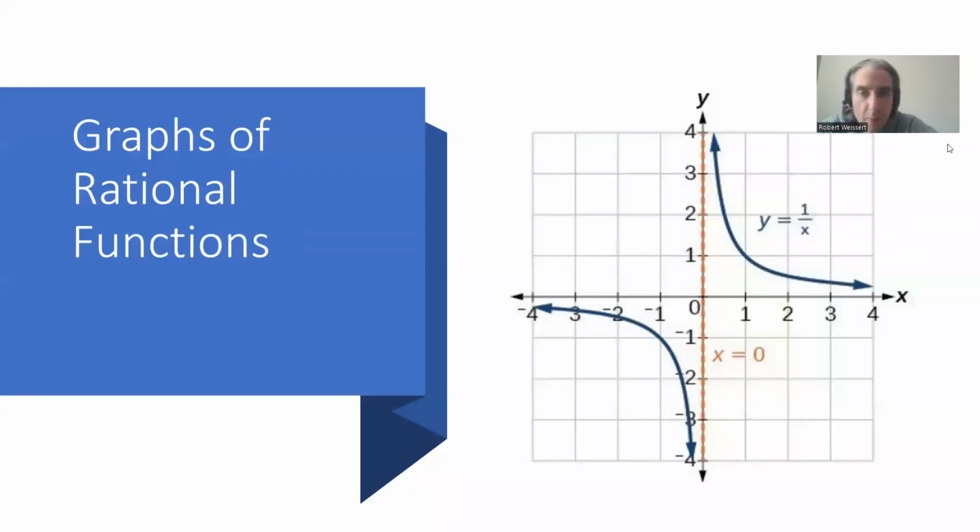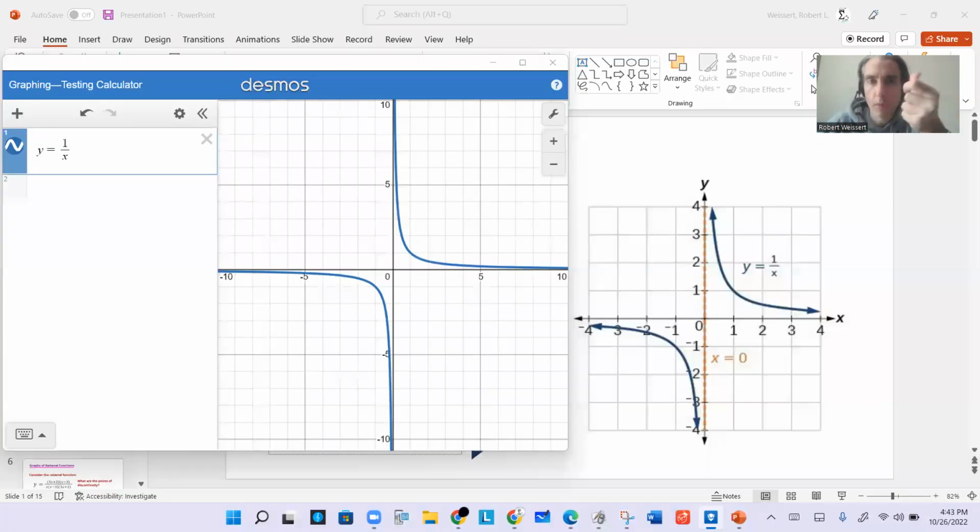Hey guys, we're going to be going over how to analyze graphs of rational functions. I want to take a look at this graph here. This is your parent function. Take a minute to graph the function y equals 1 over x. When you look at that graph, you're going to notice that it acts weird around some certain spots.